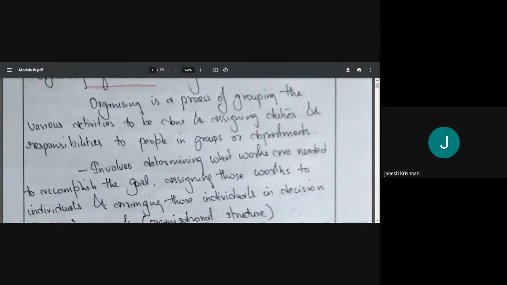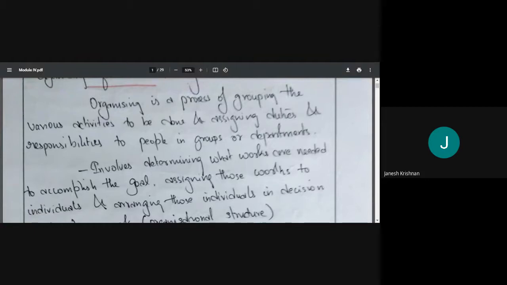That is, if it is a stage department, we'll say you are in charge of the stage department. The program is on 20th, so we need the stage to be completed by 18th or 19th morning. We need this completed, so you have to see to it. We need this kind of a sound system. Then we'll have the off-stage item or the on-stage item. The on-stage item has to be scheduled so that it ends at a certain time. Okay? Next we have a DJ party. We'll assign responsibility to people. Okay? That is organizing. So organizing is the process of grouping the various activities to be done and assigning duties and responsibility to people in groups or departments.